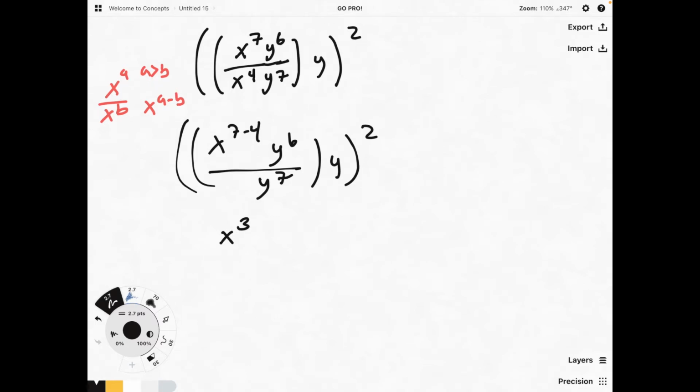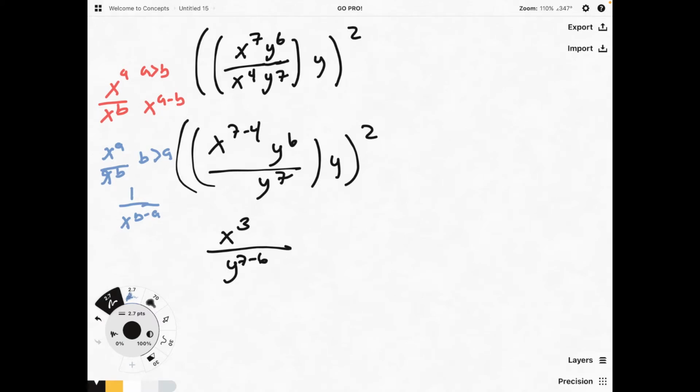Now let's look at y. Well, in this case, we have our rule that states when you have x to the a over x to the b, and b is greater than a, then this becomes 1 over x to the b minus a. So all we need to do is subtract 6 from 7.